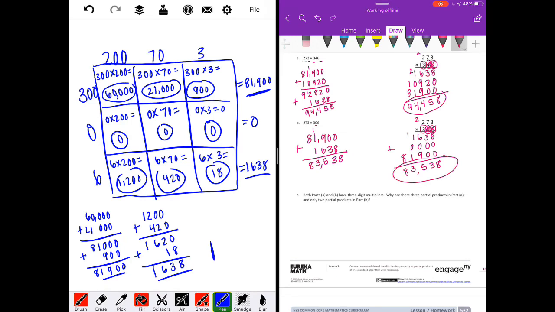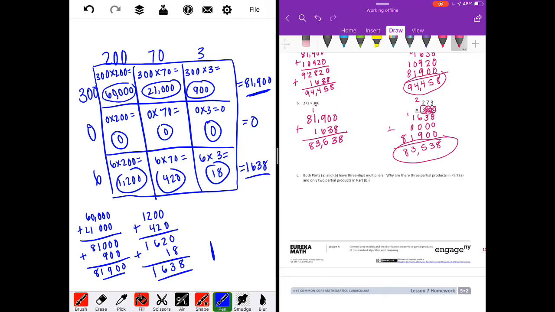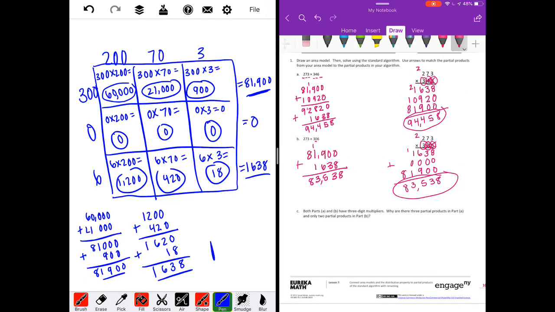83,538. All right, C. Both parts A and B have 3-digit multipliers. Why are there 3 partial products in A and only 2 in part B? Well, in A, we had 3 numbers that weren't 0. So when we have this 0 here, that turned into 2 partial products because everything added up to 0. So there really wasn't anything to add.